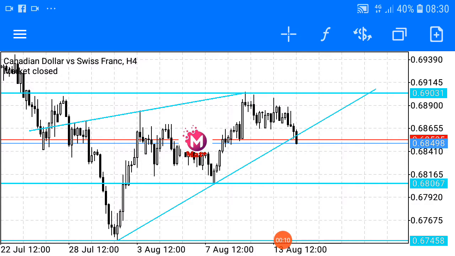This is another tutorial on this setup on Canadian dollar versus Swiss francs on 4 hours on the weekend. As you can see, the market has closed. The setup is very simple, but there's something we need to talk about on this setup. What are we expecting to see when the market opens next week on Monday?